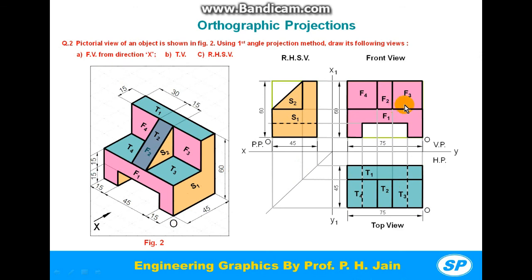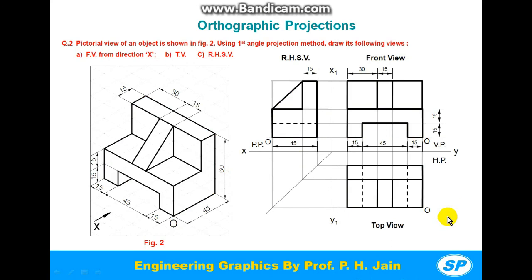Now give the names to each view. This is the front view of this object, this is the right hand side view of the object, and this is the top view of the object. Now students must note that the names of the faces like F1, F2, T1, T2 or S1, S2 should not be given by the students. The actual drawing drawn by the student must be like this. The dimensioning of the figure must be given by the rules of dimensioning, and line work should be proper as shown in this figure.